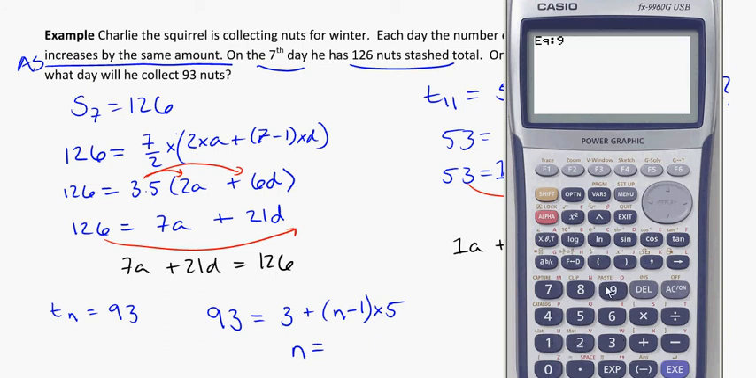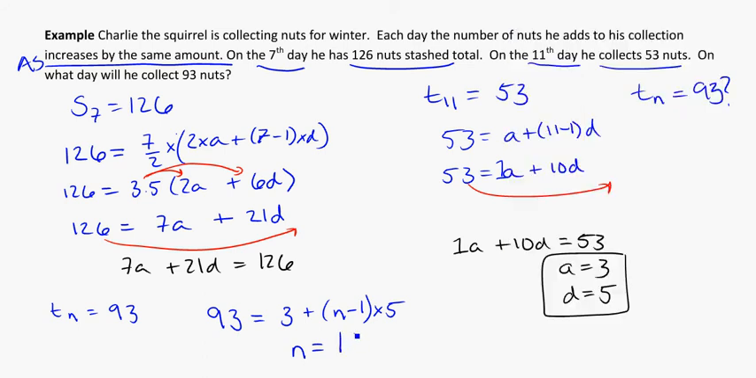Okay, so 93 is equal to 3 plus bracket something I don't know minus 1 bracket times 5. Hit solve, and see what we get. That little square means it's thinking. And it comes up with 19. So, on the 19th day, he is going to stash 93 nuts.